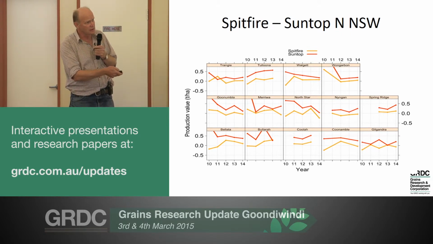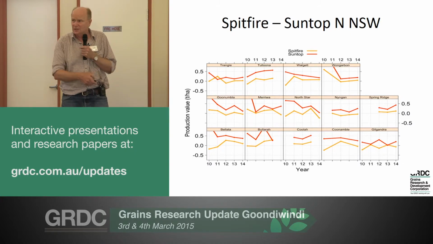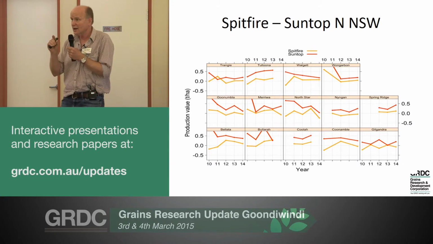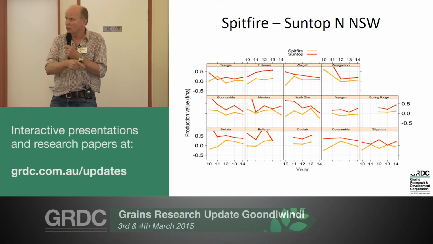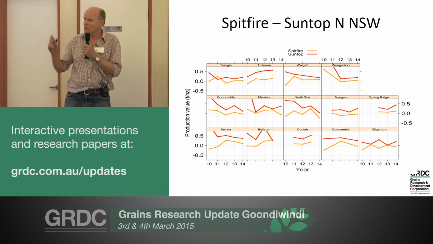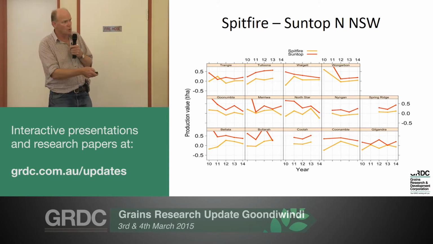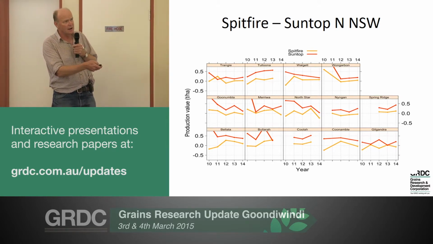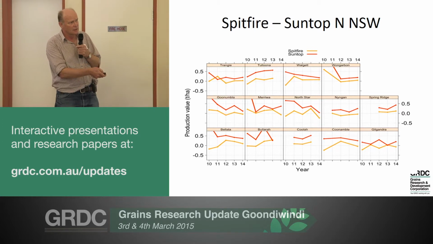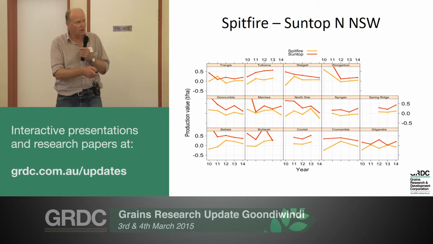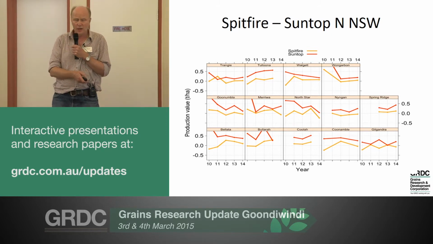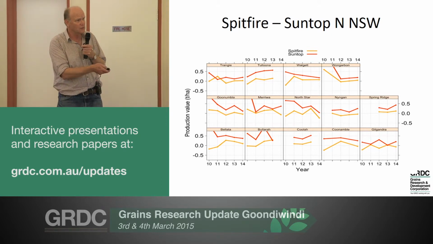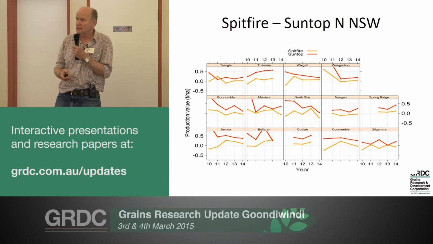Each of these little boxes is basically the same graph that I put up earlier, with all of the other varieties stripped out. So I'm just reporting Spitfire and Suntop. And it becomes pretty obvious fairly quickly that in all the locations in northern New South Wales that we have estimates for, Spitfire is higher yielding than Suntop.